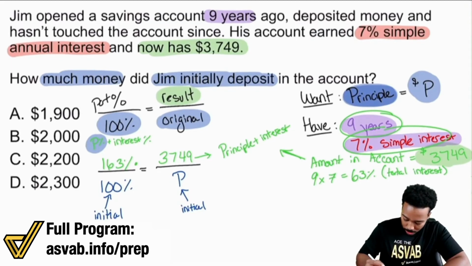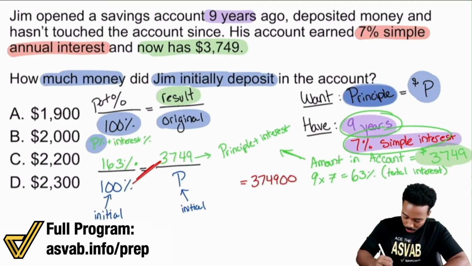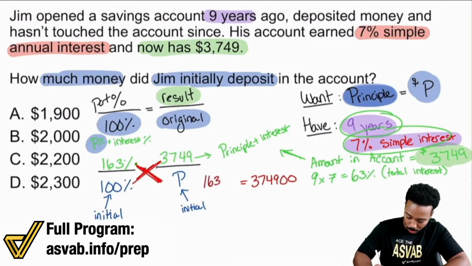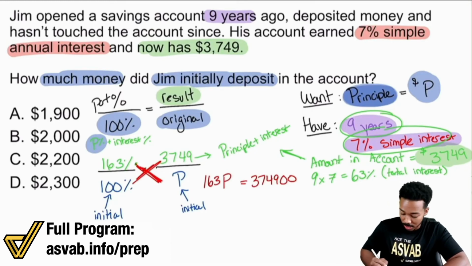So we can go ahead and take a look at this and say, hey, 100 times 3749 will end up being 374900, because anything times 100, you just put 2 zeros at the end. And over here, we're going to have 163 times P, so 163P. So all we have to do now is divide both sides by 163, and we're done.